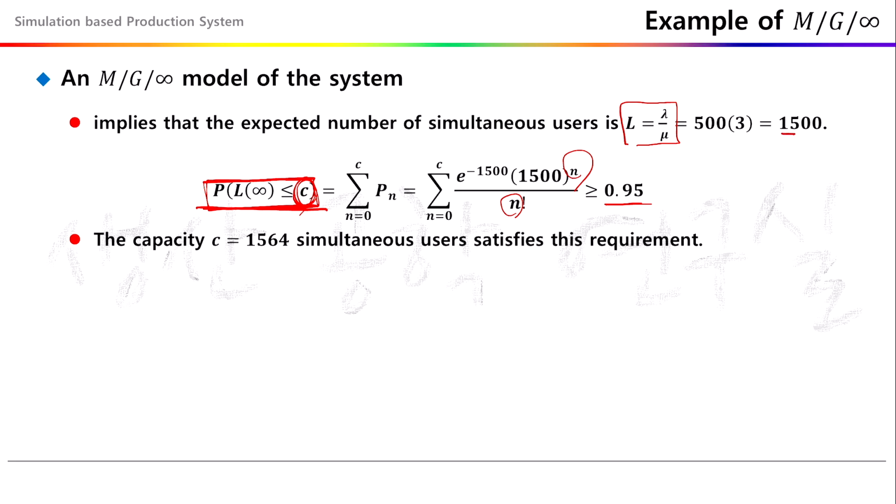It is roughly 1,500 simultaneous users, and with this we can use this formula here, and from this, in order to secure 95% capacity, the system has to allow about 1,564 simultaneous users to satisfy this requirement.